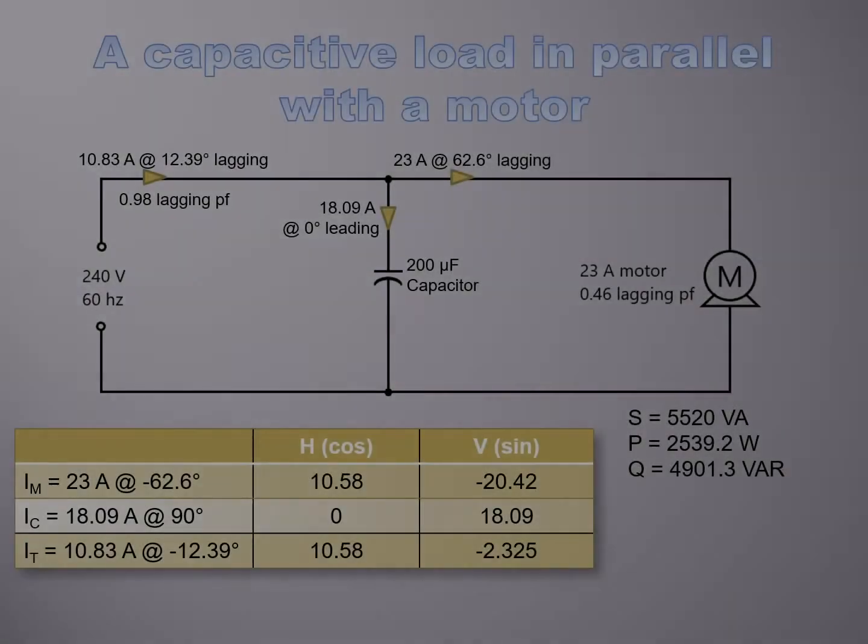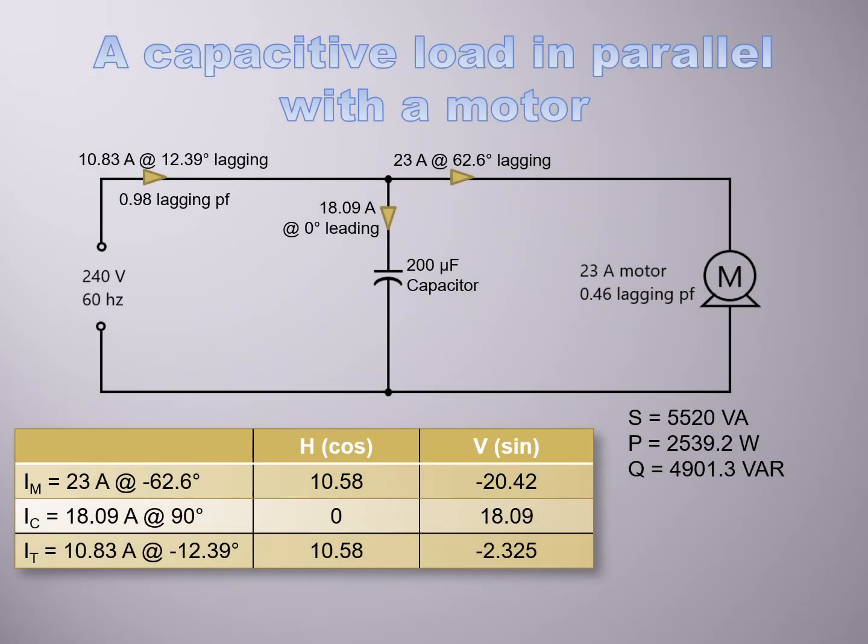It's kind of odd to think that when we add something to our circuit, our total ampacity is going to go down. But if we look at our HV chart, we can see what's really happening here. In my HV chart, I can see my motor operating at 23 amps at a negative 62.6 degrees, since it is lagging in parallel. I also see my capacitor operating at 18 amps at positive 90 degrees.